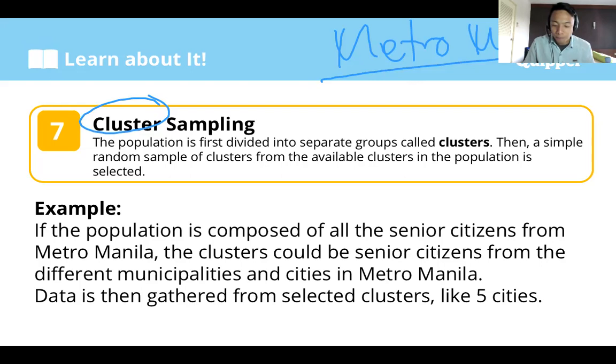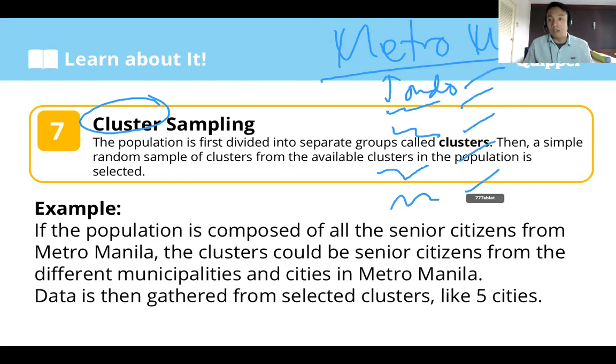Tondo, for example. So we will put Tondo, and we will put other places in Metro Manila. After that, we will count the senior citizens residing in each cluster, or in each city. And from those clusters, we will do again the simple random sampling, and then we will find the samples.